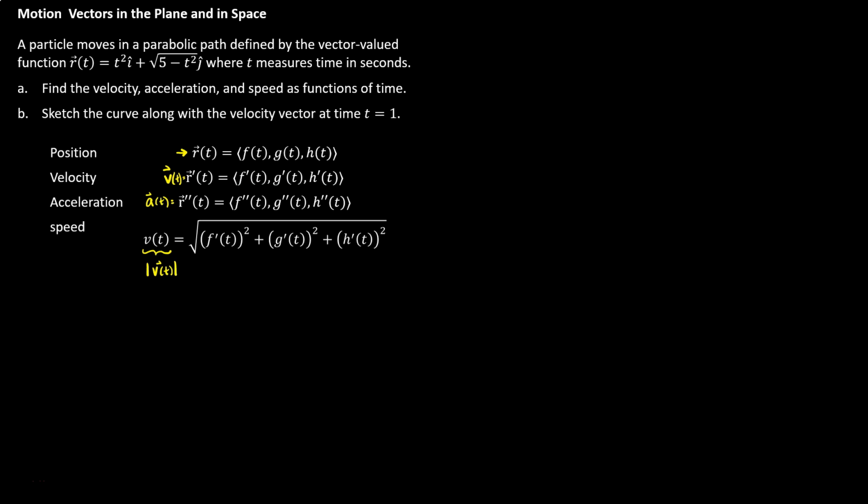Now, just to show you how this would work on vector functions, we're going to do an example here. We have a vector function r of t. This represents an object that's moving in space over time t. If we wanted to find the velocity, we would just take the first derivative. I'm going to use the component notation here. So we would have 2t for the first component. Then we'd have 1/2 (5 minus t squared) to the negative 1/2 times negative 2t for the second component.